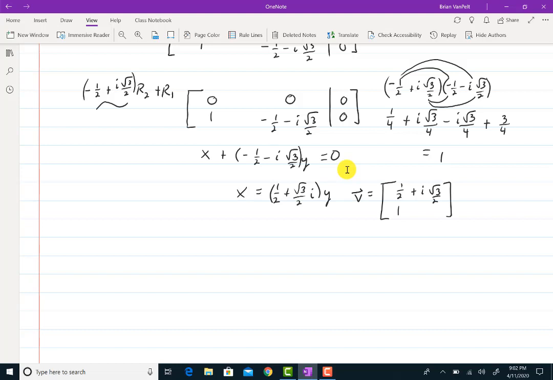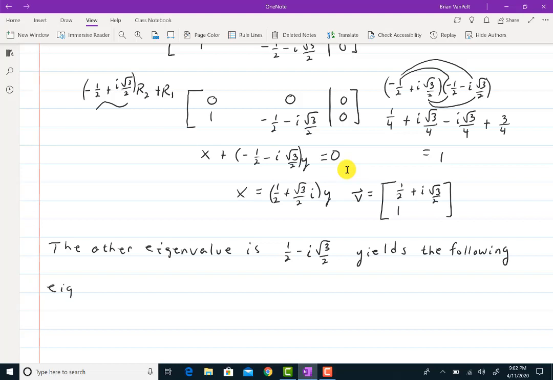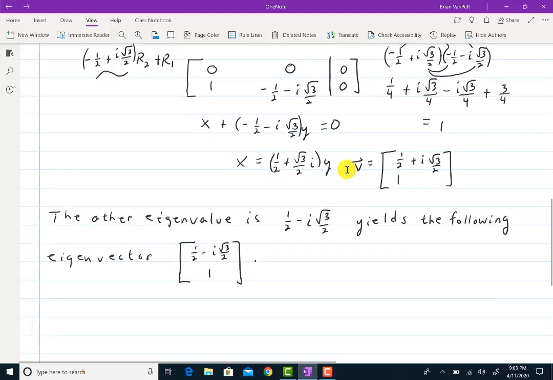Now the beauty is, I told you about the conjugates. The other eigenvalue, 1/2 minus i radical 3 over 2, yields the following eigenvector. So notice you kind of have conjugate vectors.